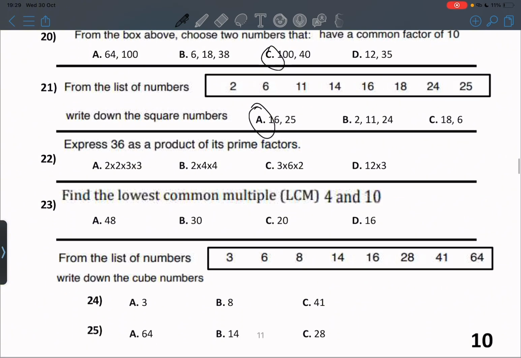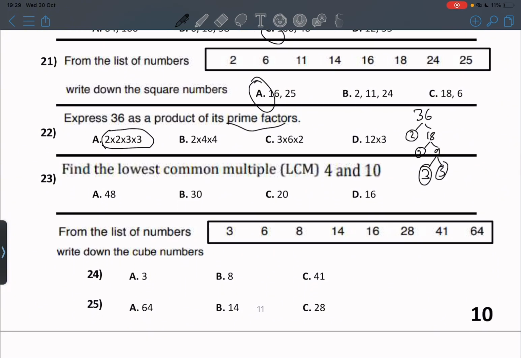Option A. Express 36 as a product of its prime factors now. So if you remember how to do prime factors, you have to do a prime factor tree. You got 2 as one of the factors, and it would be 18, 2 and 18. And then if you split that again, you got 2 again and 9. And if you do that again, that would be 3 and 3. So you're finding the factors of each of these numbers. So now you've got 2, 2, 3, 3, which is option A. 2 times 2 times 3 times 3 is our product of its prime factors.